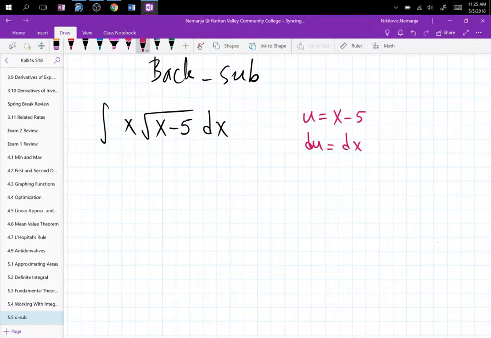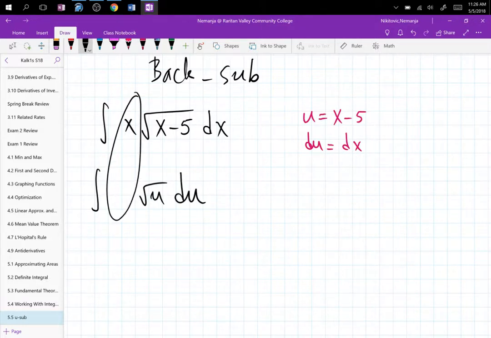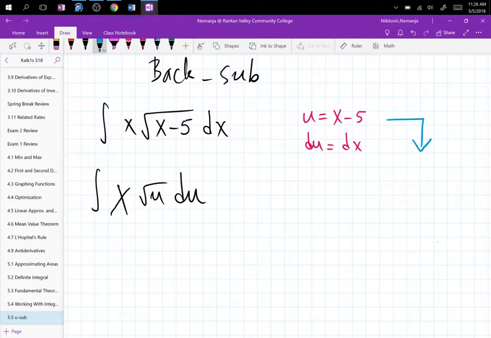Now, when you try to substitute this back, you see that there is still extra stuff in there. So if I substitute this back, I have square root of u du, right? That's not a problem. See, this x is still there. And the reason why this method is called back substitution is because what I'm going to do, again, this is new, so I'm putting it in blue, I'm going to solve for x here, and that's u plus 5. And that gets plugged in here.